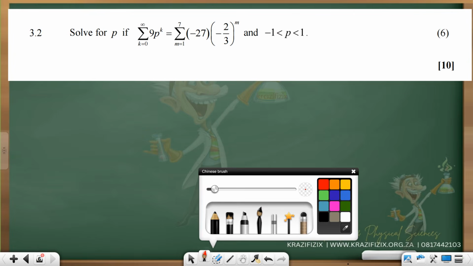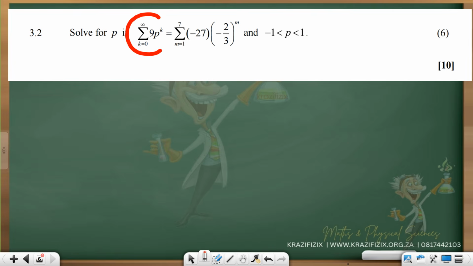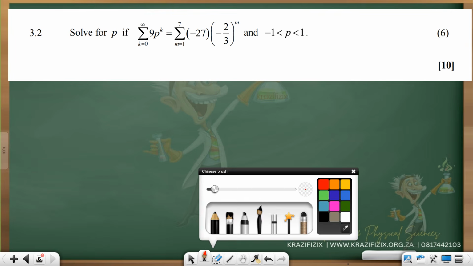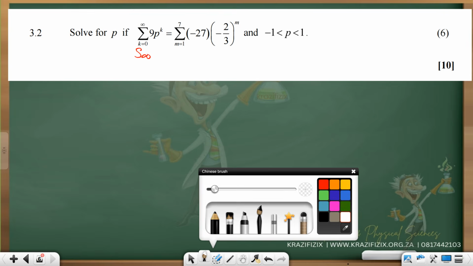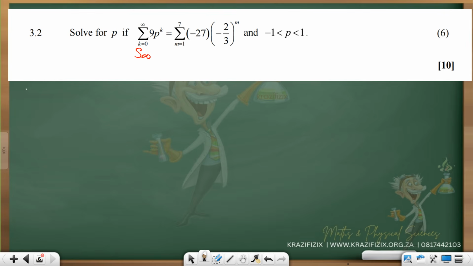Now, the first thing I'm looking at is this. Whenever I see infinity, I know it's sum to infinity. So I'm going to start from there by saying that alone is sum to what? Infinity. Can we quickly write our formula for sum to infinity? S infinity is A over 1 minus R. Let's deal with the left hand side. What is A? A would be 9.